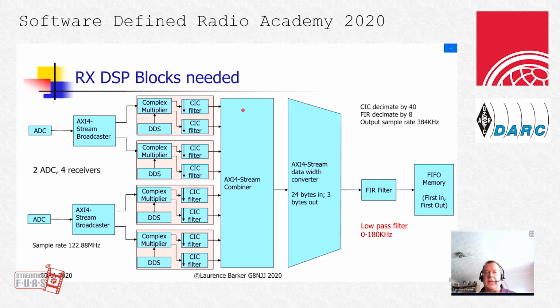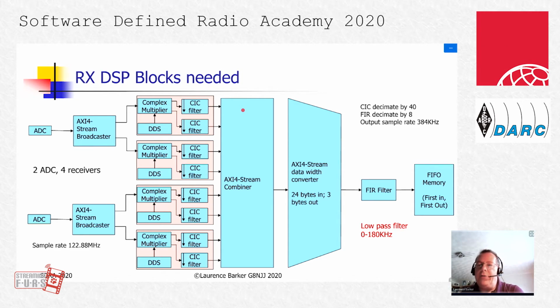You combine all of those together with an AXI4 stream combiner. That's like what we did before. It's just a bigger combiner with more inputs. And we use an AXI stream data width converter, just as we did before, just with the parameter set, to convert from 24 bytes in down to 3 bytes out. That goes through an FIR filter, and the output of that will write into a FIFO memory, which is then read out by the PC.